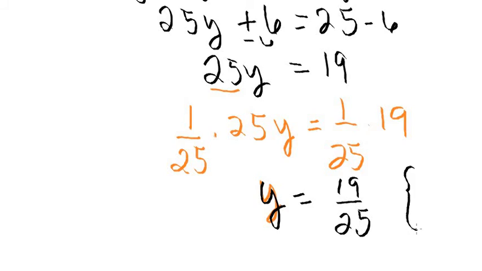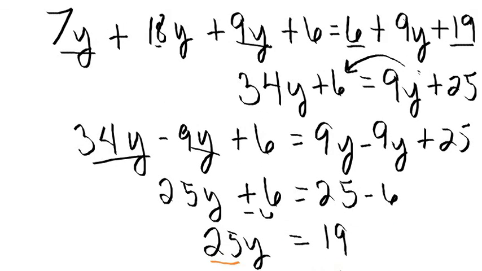And of course, I don't think I wrote it in the last problem, but I'm writing it here. Our solution set consists of 19 over 25. And if you went in and you plug that back in to these y's here, 19 over 25, and did the arithmetic, that left side should be equal to the right side. All right. Okay, that's going to end this session, and we'll move on to work in some more examples.